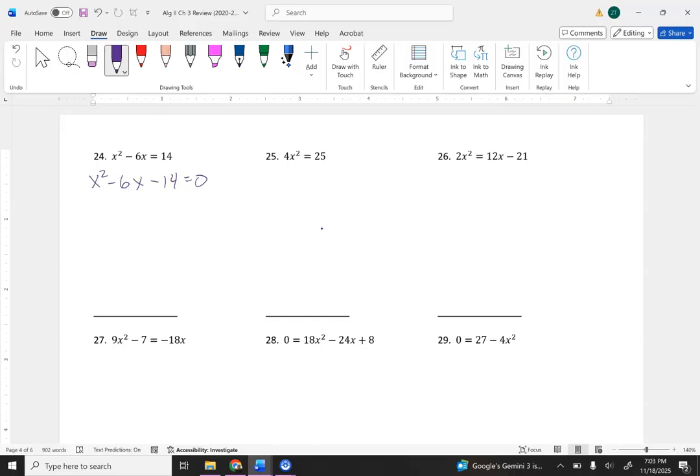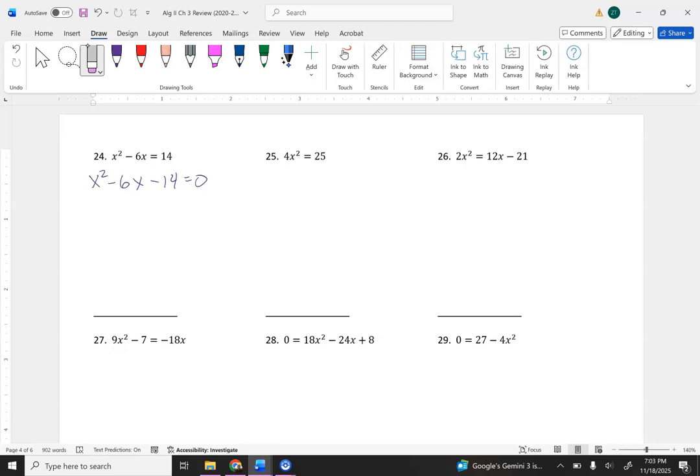So it's three terms. We can try to reverse FOIL really quick. So what are two numbers that multiply to make 14, but they add to make a 6? So that would be 1 and 14. That would be 2 and 7. 1 and 14 cannot add to make a 6, and neither can 2 and 7. So this is our first one where our factoring pattern just didn't really work. Reverse FOIL won't work here.